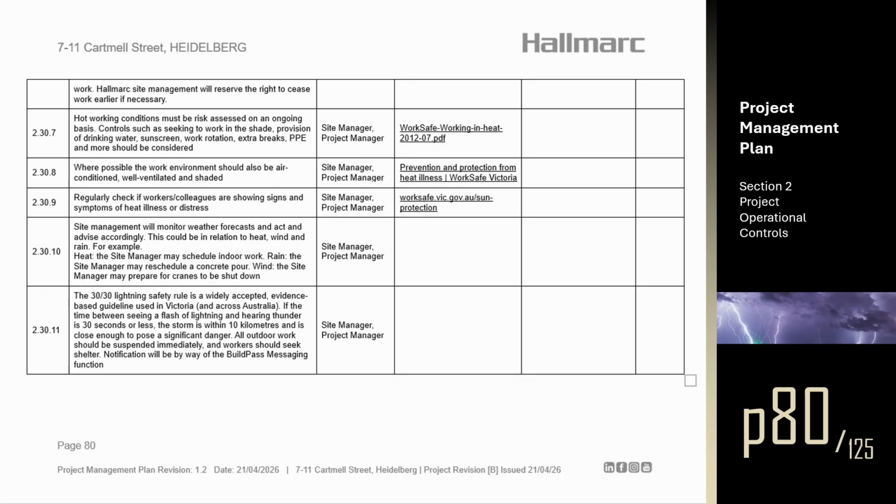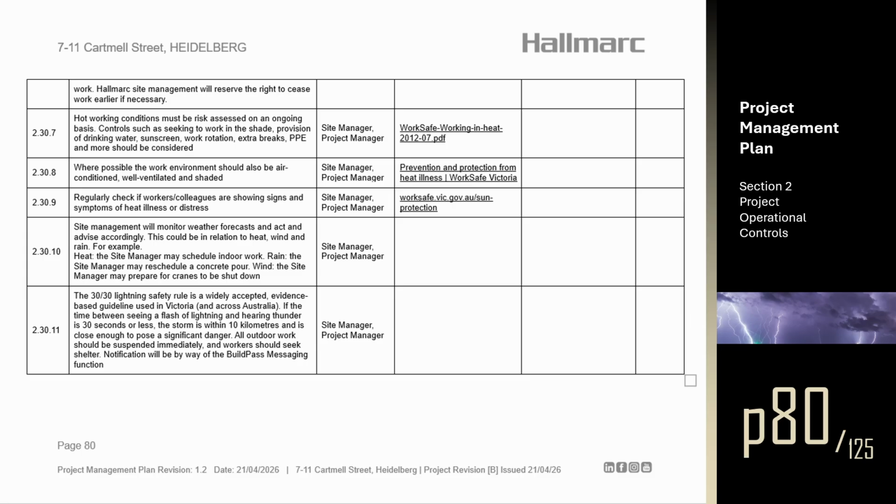Section 2.30.7. Hot working conditions must be risk assessed on an ongoing basis. Controls such as seeking to work in the shade, provision of drinking water, sunscreen, work rotation, extra breaks, PPE, and more should be considered. Section 2.30.8. Where possible, the work environment should also be air-conditioned, well ventilated and shaded. Section 2.30.9. Regularly check if workers and colleagues are showing signs and symptoms of heat illness or distress.